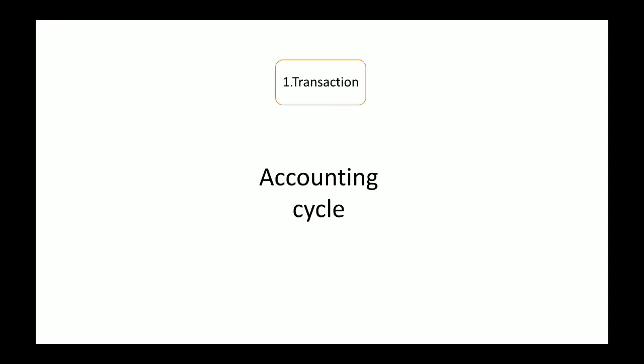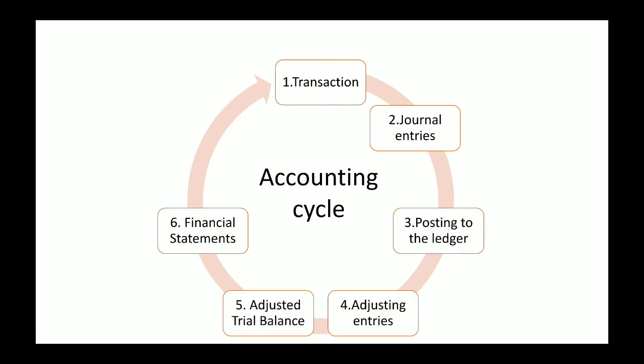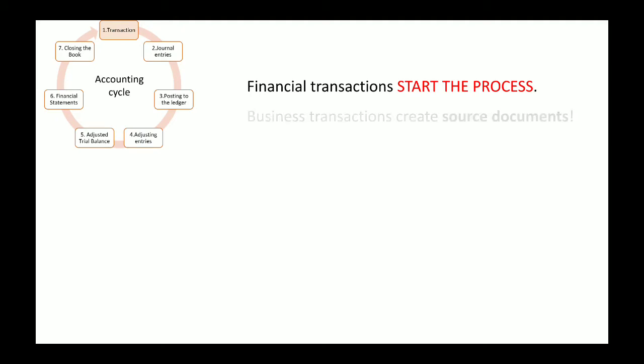An accounting cycle starts with the transactions and it ends when the books of accounts are closed. At first, financial transaction starts the process. Business transactions create source documents, which are proof of transactions.